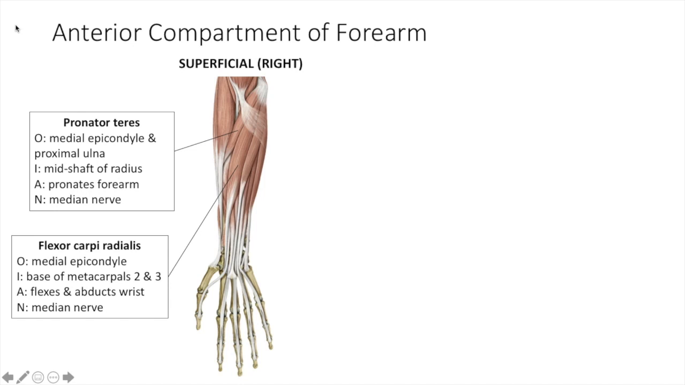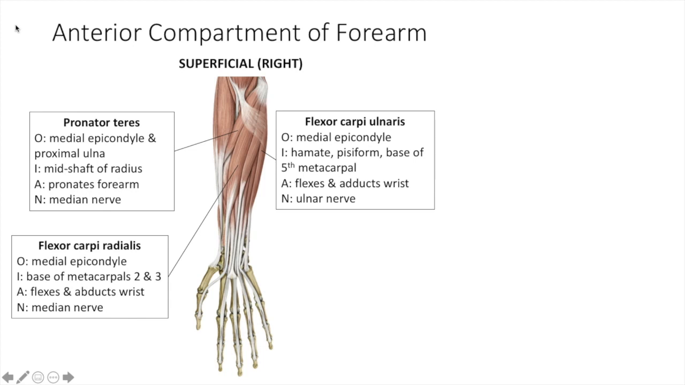Next we have the flexor carpi radialis, which goes from the medial epicondyle to the base of the second and third metacarpals, and this muscle flexes and abducts the wrist. And then next we have the flexor carpi ulnaris, which is on the ulnar side or the medial side of the forearm. And this goes from the medial epicondyle to the hamate, pisiform, and the base of the 5th metacarpal. And this muscle flexes and adducts the wrist.